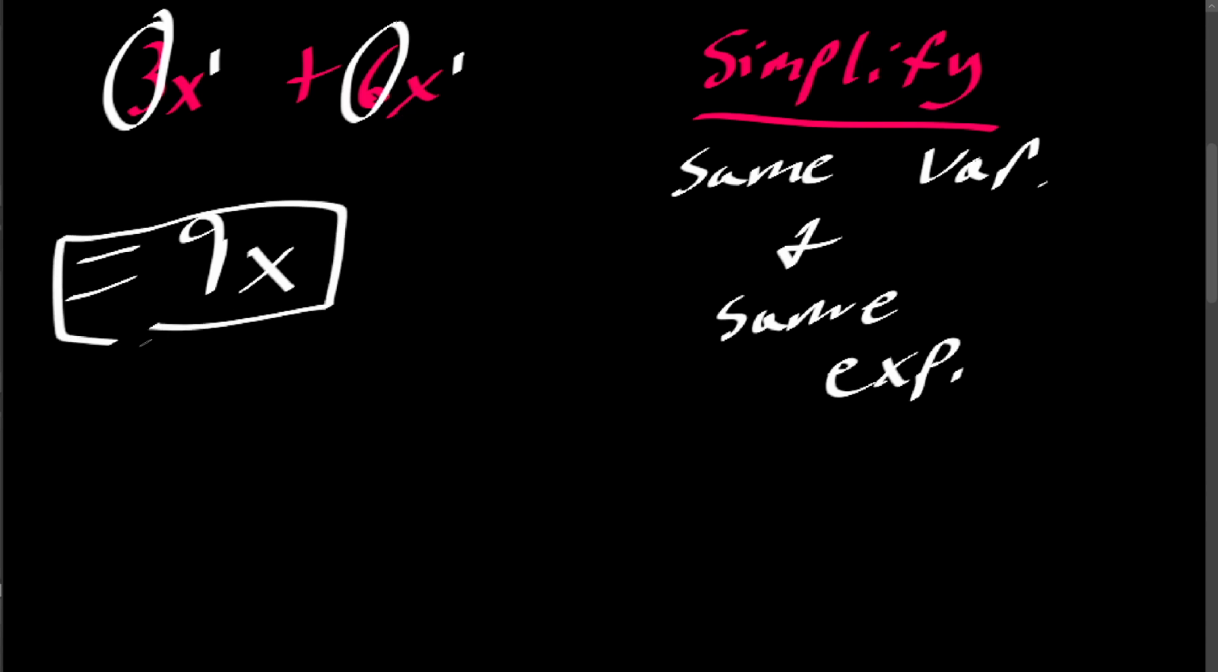So this would be 9x. I'll show you an example when the variable goes away, but it's a pretty easy one to understand. So let's continue, because that one I bet was pretty easy. Let's go with 9a minus 10a.